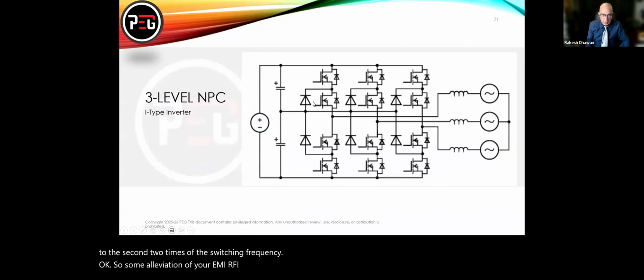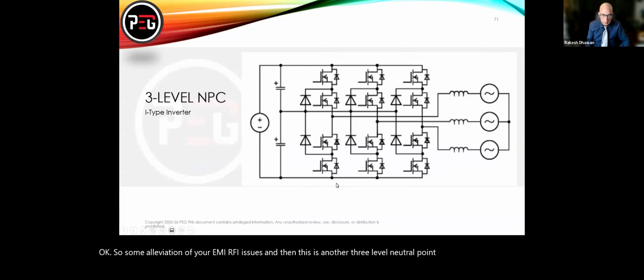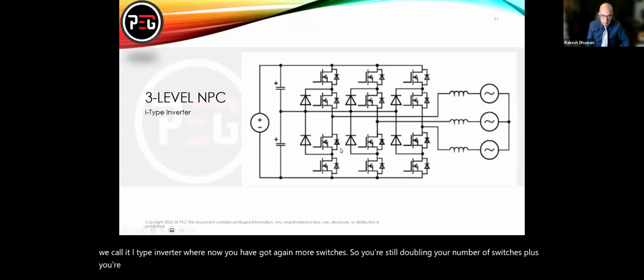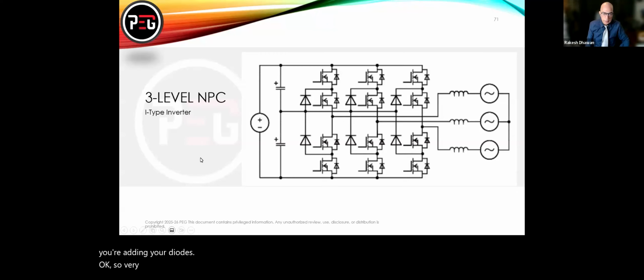And then this is another three-level neutral point clamped VFD, or inverter. We call it an I-type inverter, where now you have, again, more switches. So you're still doubling your number of switches, plus you're adding your diodes, okay? So very specialized inverters. And then let me briefly talk about current source inverters.